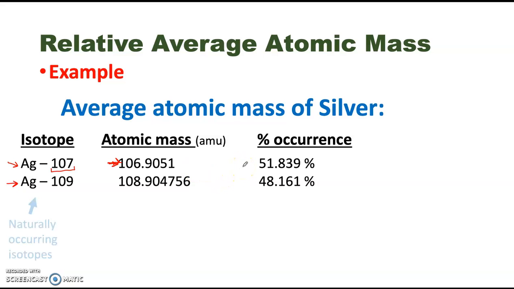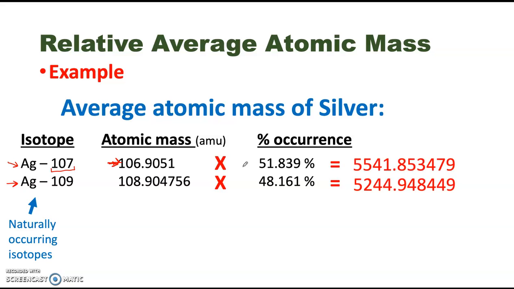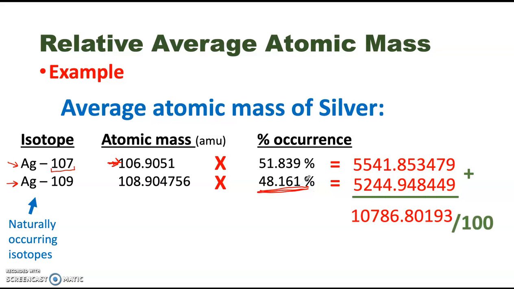Now, the first step you do is you multiply the mass by the percent occurrence. That'll get you these numbers on the side here. Now, the second step is you add them together. When you add them together, you'll get this number if you type it into your calculator. Now, this is not your final answer. A common mistake that students make is they write this down as their final answer. The last step, because you're multiplying by percentages, you have to divide by 100.